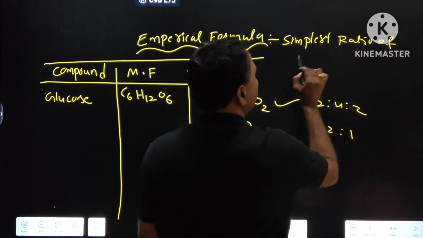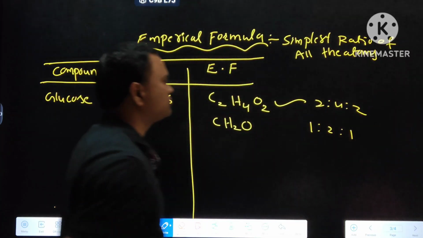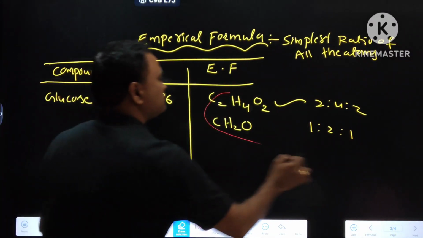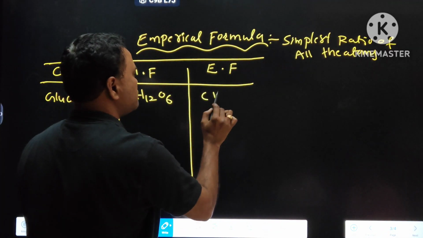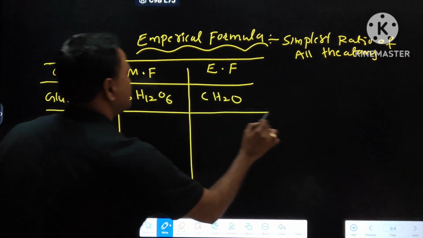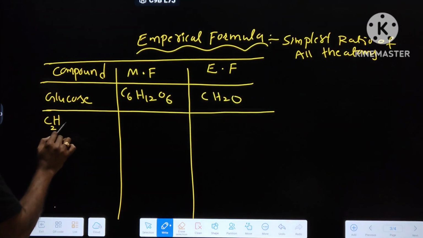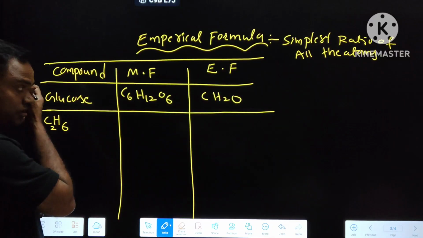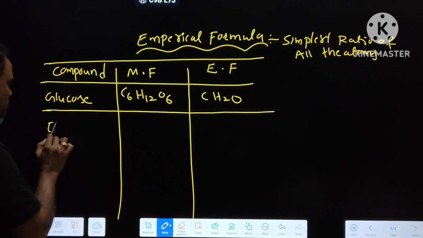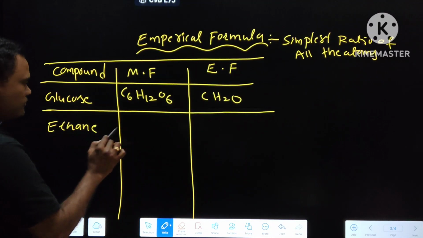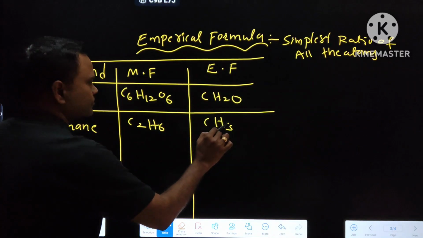Simplest ratio of all the atoms. To write directly, CH2O. So for glucose, empirical formula is CH2O. Ethane. C2H6. CH3.